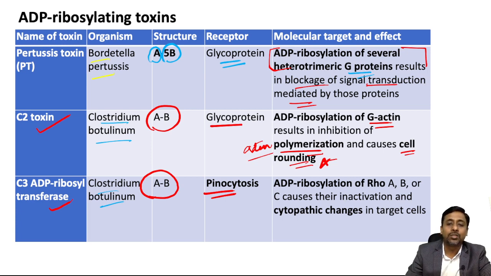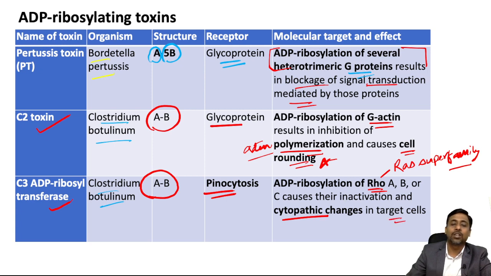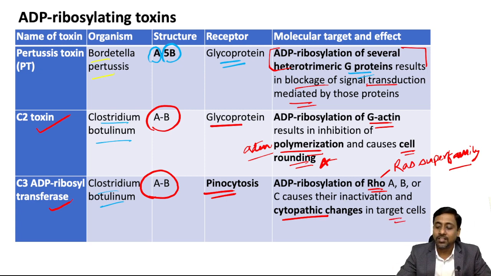And this C3 toxin leads to ADP ribosylation of Rho protein. What is Rho proteins? Rho proteins are basically proteins that belong to the RAS superfamily. Okay, and what is this RAS superfamily? This RAS superfamily are the family of proteins which is responsible for organelle development. So this ADP ribosylation of Rho protein causes their inactivation and then causes cytopathic changes in the target cell. So as it is required for organelle development, cellular development, once it is inactivated, it will lead to cytopathic changes in the target cell. So these are the mechanisms of ADP ribosylating toxins. Okay.